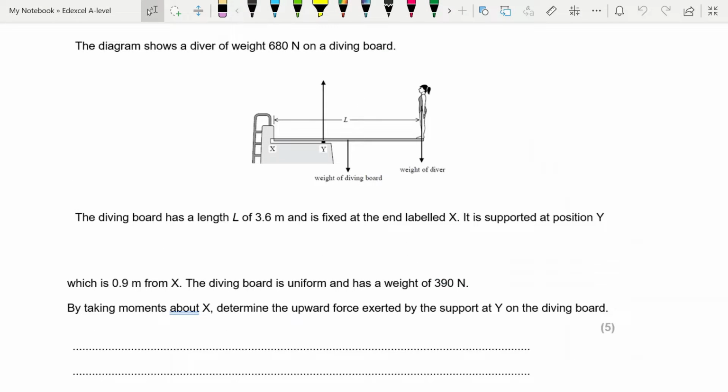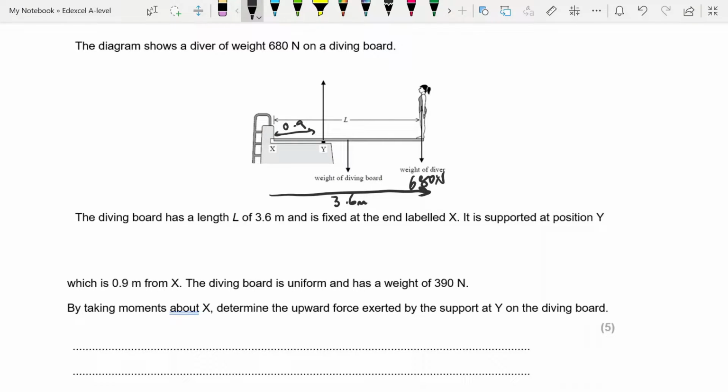Our next one is a 5-mark question. Lots of information that needs to be picked out of it, but once you do that, it's pretty straightforward. So we've got a diver of 680 newtons standing on the end of a diving board. It has a length of 3.6 meters, so the total distance across here is 3.6 meters, and is fixed at the end labeled x, supported at position y, which is 0.9 meters from x.